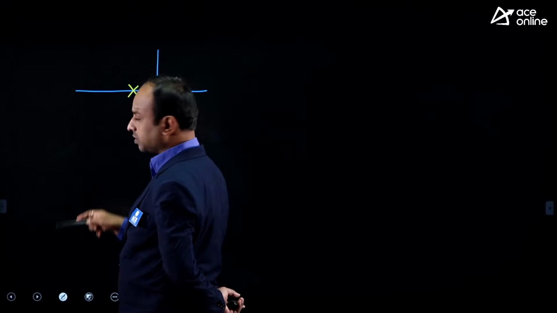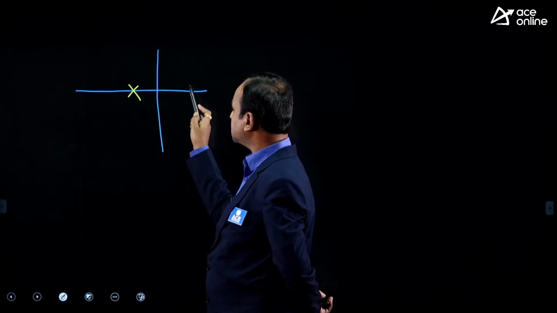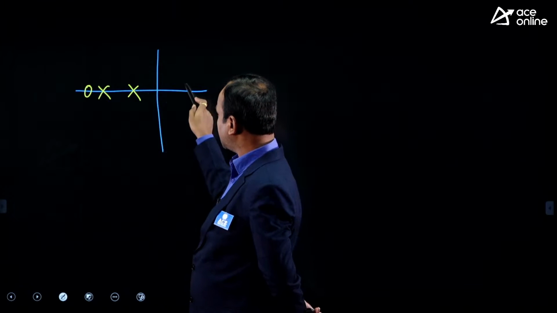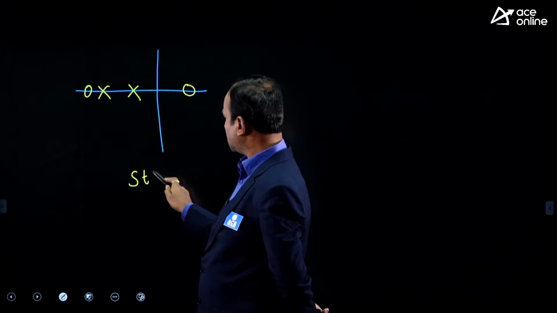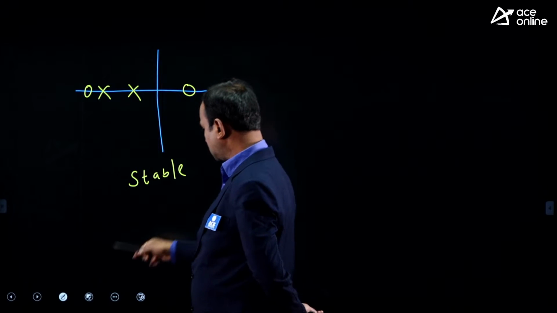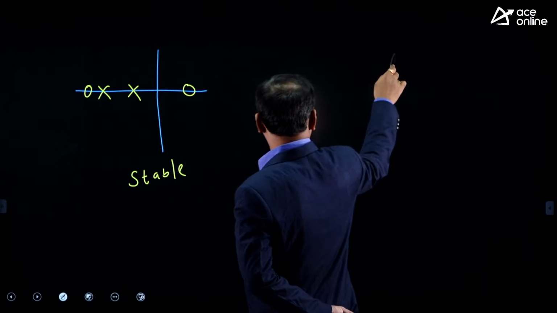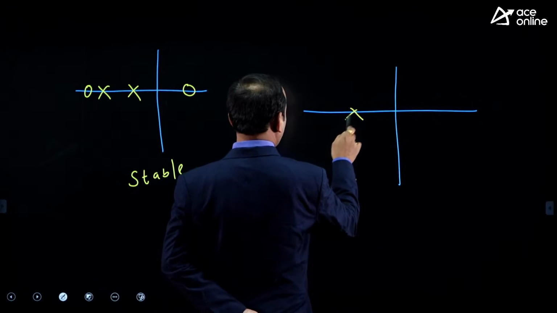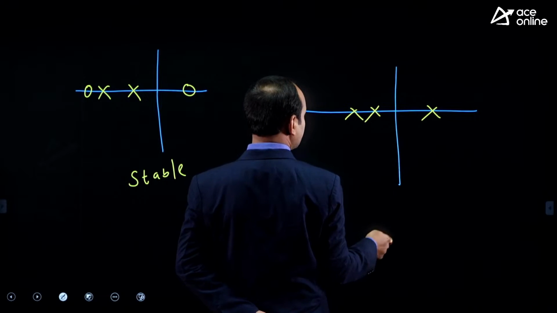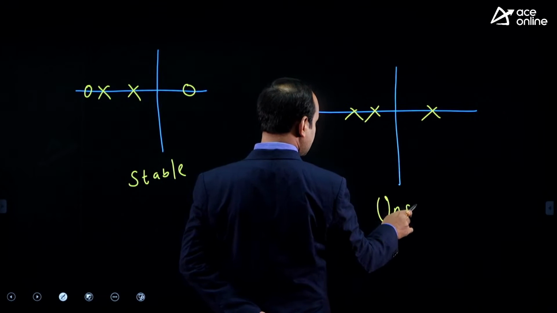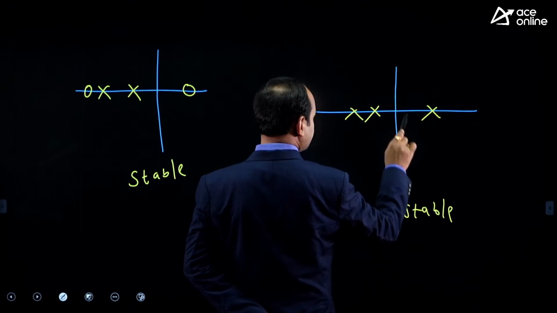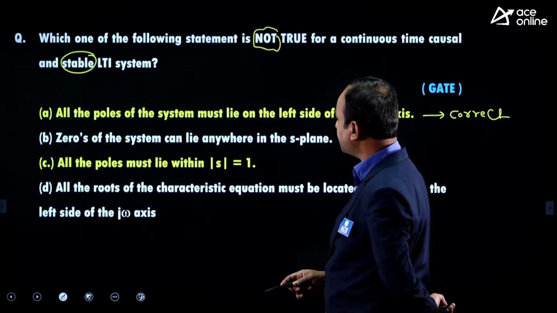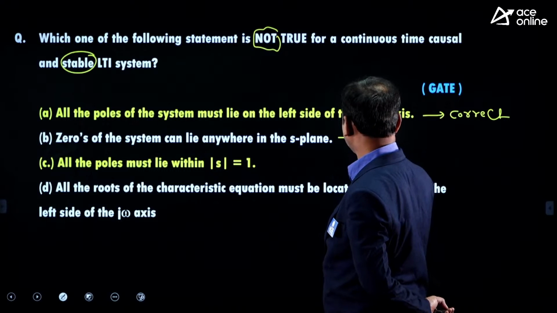If the poles are on this side, it is a stable system. If any pole is on this side, it is an unstable system. If all poles are on this side, then any zero on this side or that side doesn't matter; it is a stable system only. Suppose all poles are here on this side and one pole is on the other side, then it is an unstable system. So for stability, all poles should be on the left side. The first statement is correct. Zeros can lie anywhere, so this is also a correct statement.